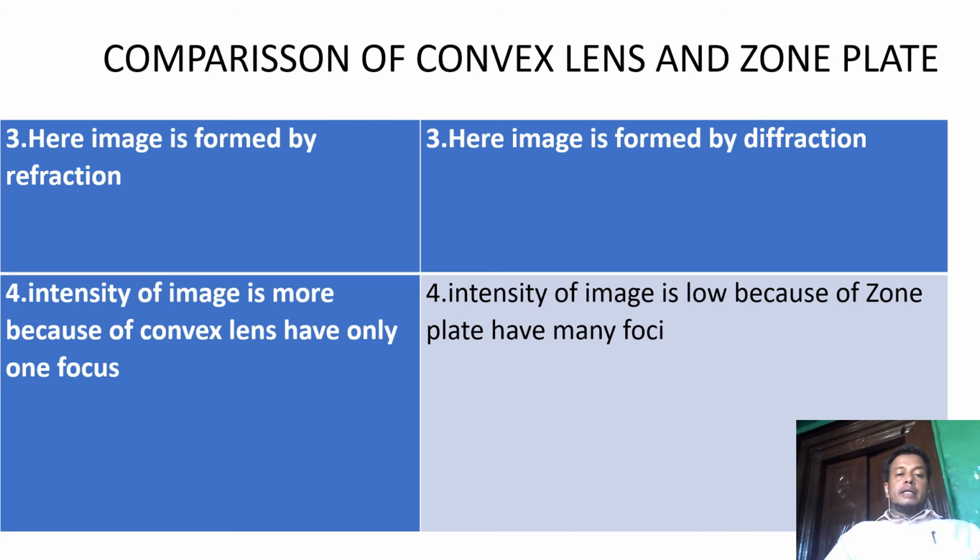The intensity of the image is more in a convex lens, which has only one focus. The intensity of the image in a zone plate is low because it has many foci, meaning many centers, and different bright zones will be seen, but a convex lens has only one focus point.